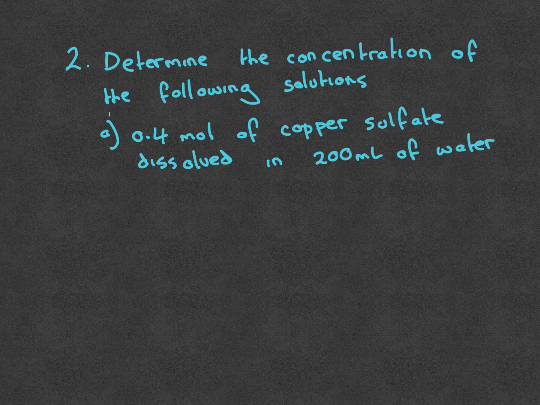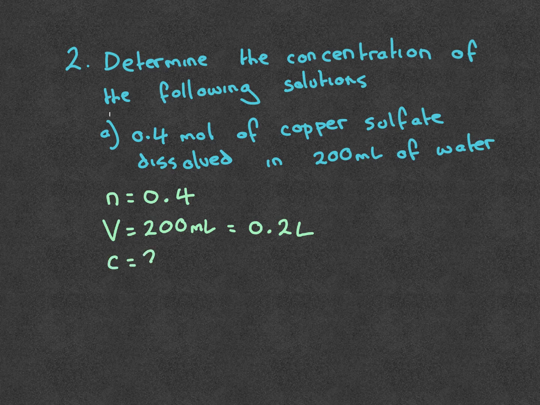Like with any of these questions, the first thing that I do is write down what information we know. So it gives us the number of moles this time. So the number of moles equals 0.4, and the volume equals 200 mils. Now the volume's 200 mils, but remember we always want things in litres, so that equals 0.2 litres. Now we need to look at what it's asking us for, and it's asking us for the concentration. That's what we want to know.